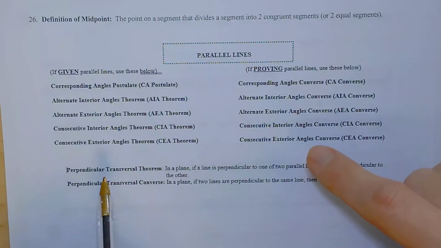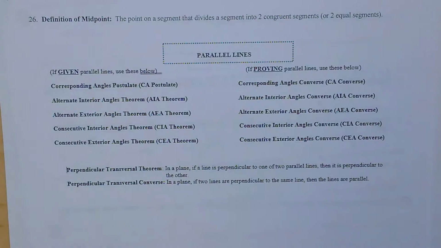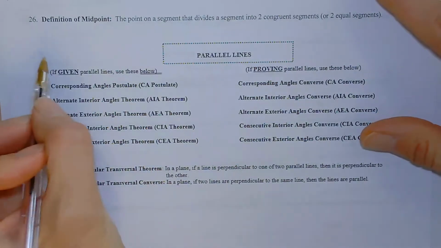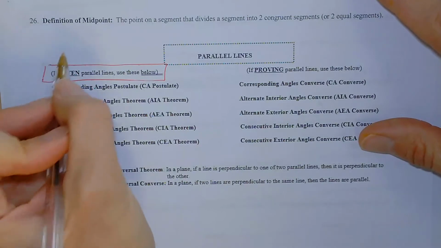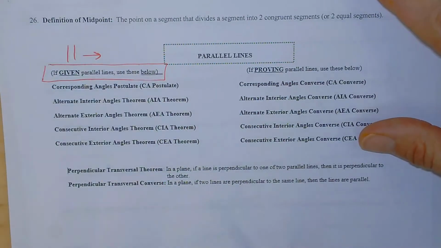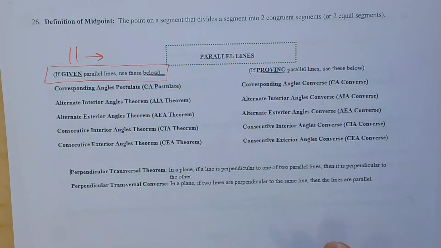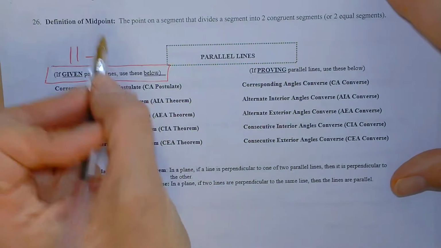So we are building. It's like building a house. We started at the bottom. Now we're going to keep adding on. So these are all the parallel line things that we're going to be using. Okay, notice over here it says if I give you parallel lines. So if you know lines are parallel, then you can say something about the angles. Okay? So maybe I'll say angles.